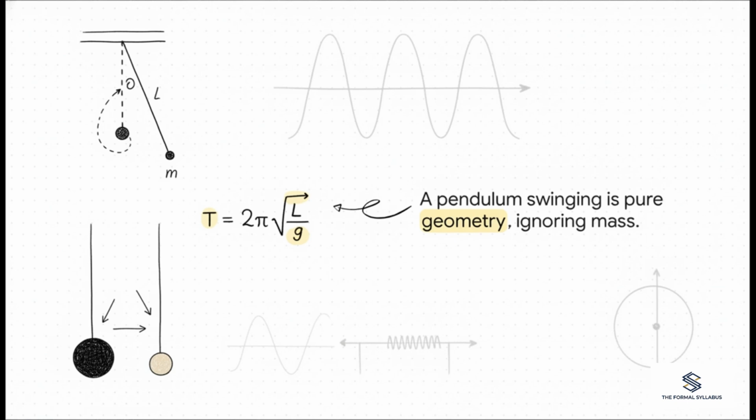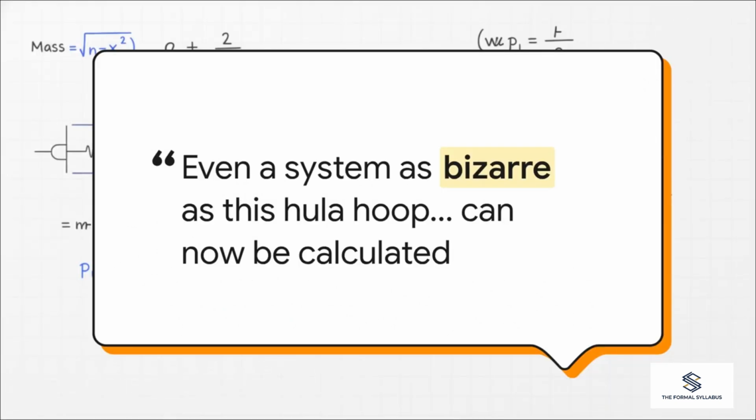And what's really fascinating here is the math. The period relies entirely on the acceleration of gravity and the length of the string. It completely, 100% ignores the mass. You could put a bowling ball and a feather on the exact same string, and they would swing at the exact same rate. It's purely geometry. But what happens when things get a bit more complicated?